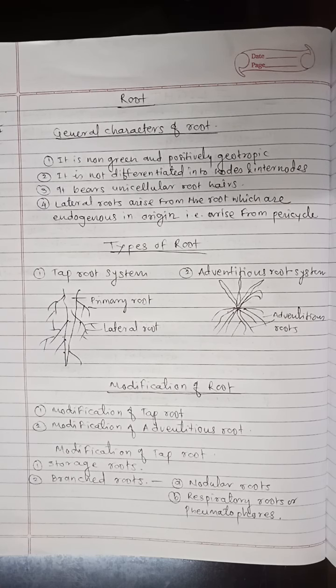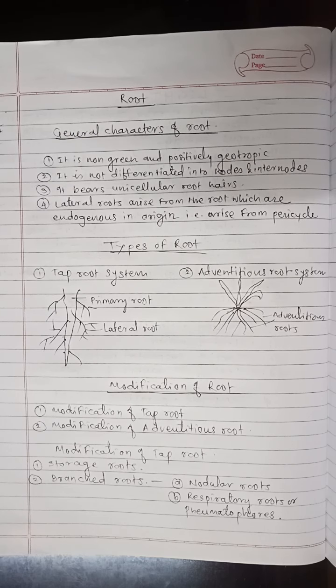These again branch to produce tertiary roots. This may further branch to produce fine rootlets. The taproot with all its branches constitutes the taproot system. The taproot system is the characteristic feature of most dicot plants. Means generally the taproot system is present in dicotyledonous plants.